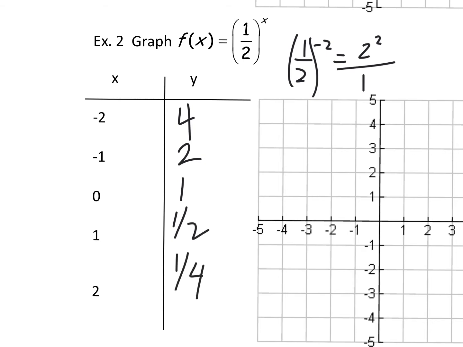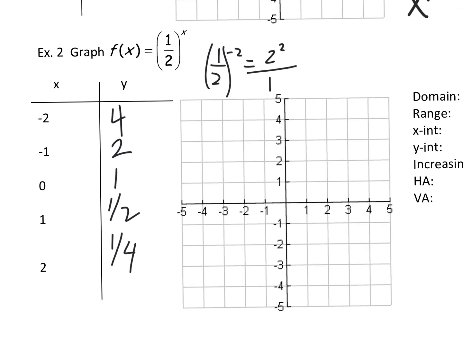If you look, this is in the reverse order in terms of the outputs relative to what we have in the last one. So now we have -2, 4, -1, 2, 0, 1, 1, 1/2, 2, 1/4, and you see we have the same behavior happening, except not increasing in value but decreasing. Still got a horizontal asymptote. Think if x gets extremely big, that would just make the fraction value very, very small.